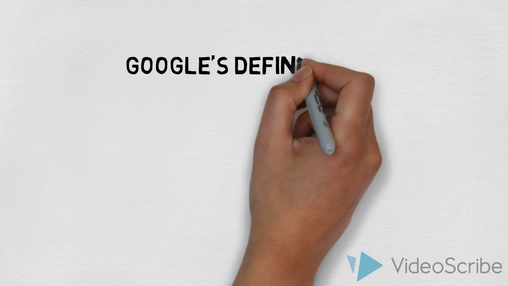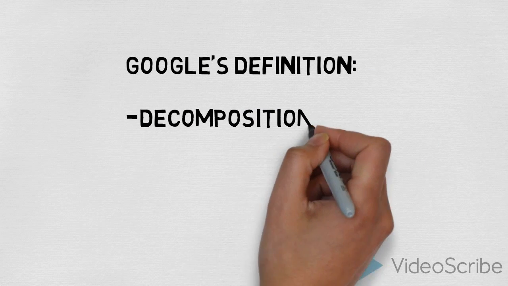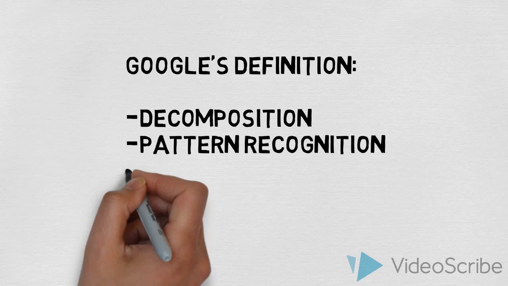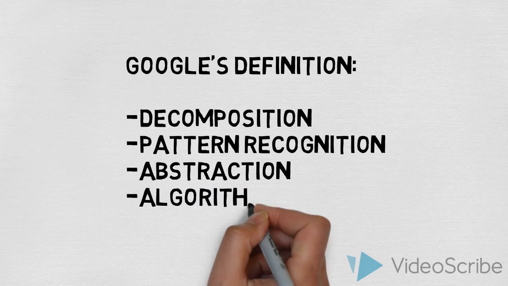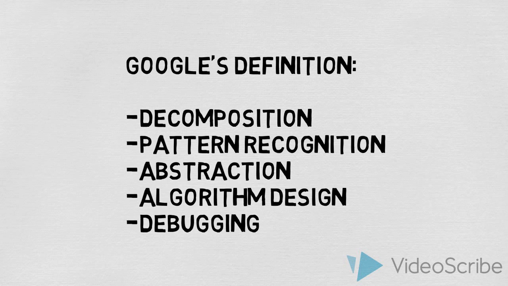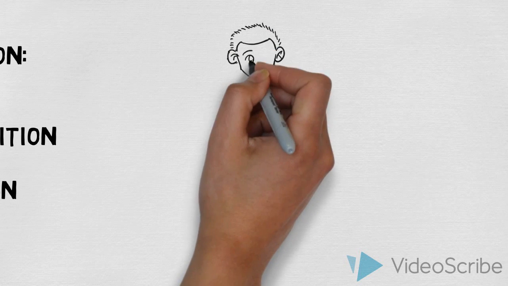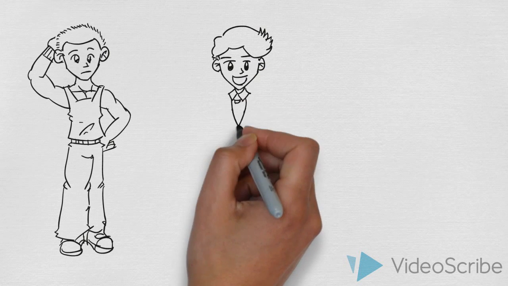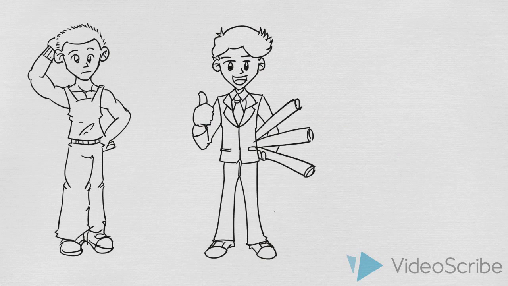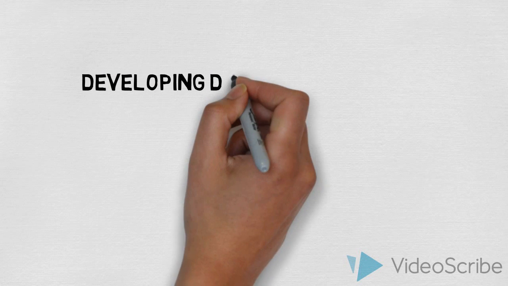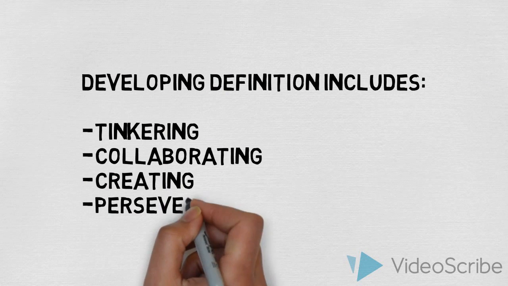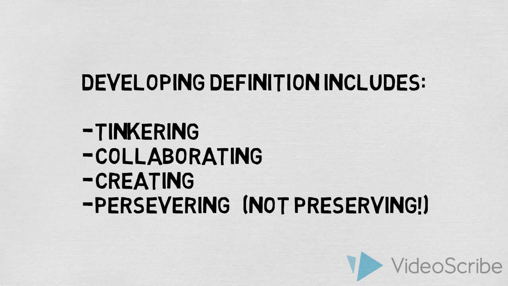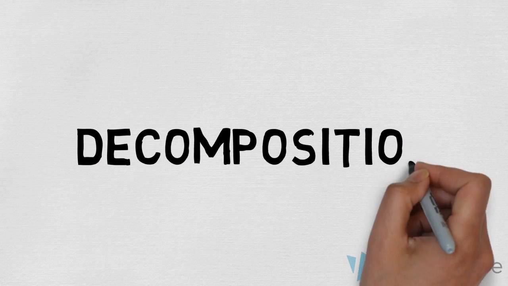Brennan and Resnick explain that this is not much of a simple term. Google's definition comprises of 4 elements: decomposition, pattern recognition, abstraction, algorithm design, and debugging. Teachers could argue that these terms are too complicated to be used in the primary school. However, development of vocabulary is essential in all subject areas, and as Berry highlights, phrases like split-vowel digraph are used in reception, so words such as algorithm should not pose a problem. In contrast to Google's model of computational thinking, Berry provides a developing definition that includes tinkering, collaborating, creating, persevering. However, for simplicity, Google's model will be used.